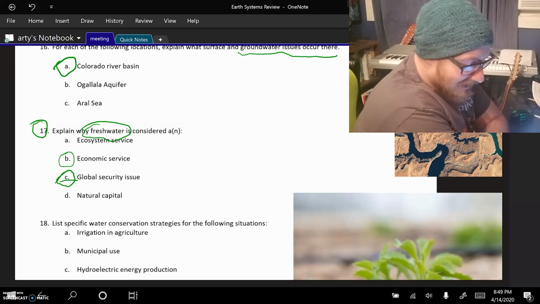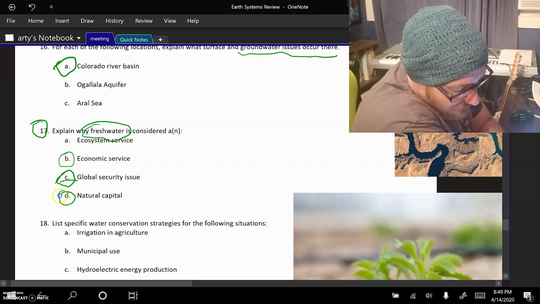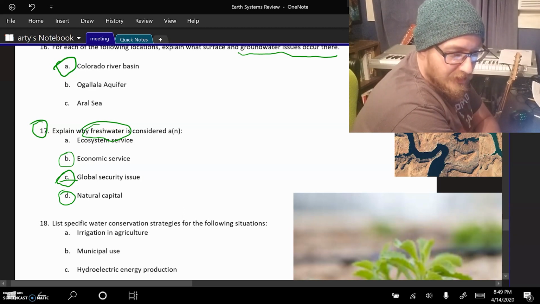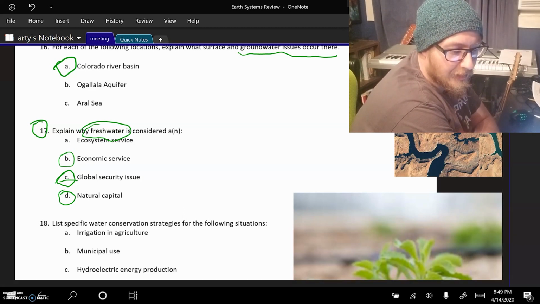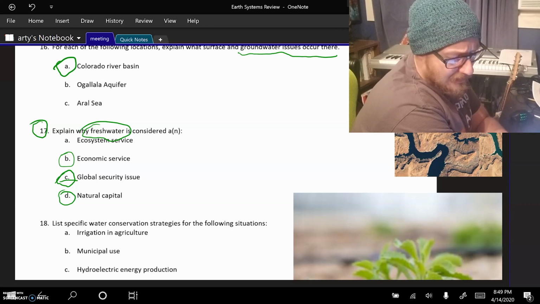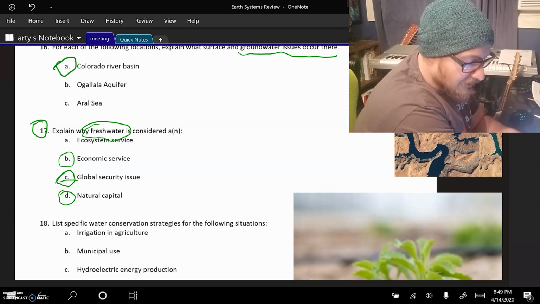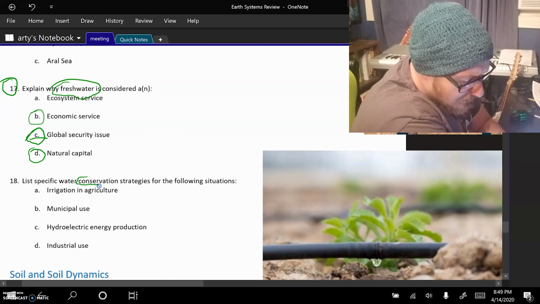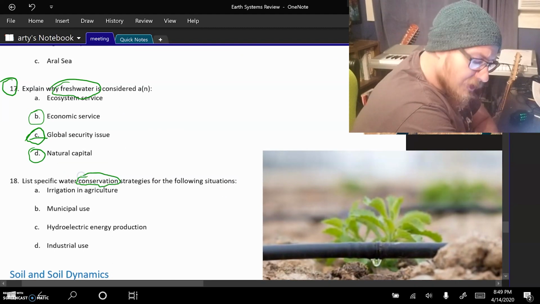Water wars. Natural capital is a natural resource, right? Freshwater is a natural resource because we use it for transportation, right? We use it for food. We use it for transportation. So a lot of these have very common explanations to them. Let's take a look at ways to conserve water. And this is the last thing we're going to talk about, water conservation strategies.